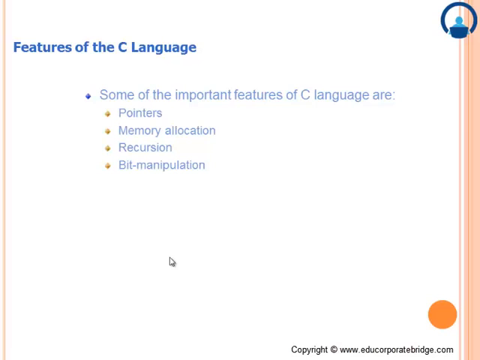Bit manipulation allows the manipulation of data in its lowest form. Let's say, for example, if I store the number 45 into memory, it is stored in the form of bits, that is zeros and ones. So we can do some manipulation with those zeros and ones. How are we going to do that manipulation? We have some operators for bit manipulation, so we can use those operators for manipulating the data at the lowest level.